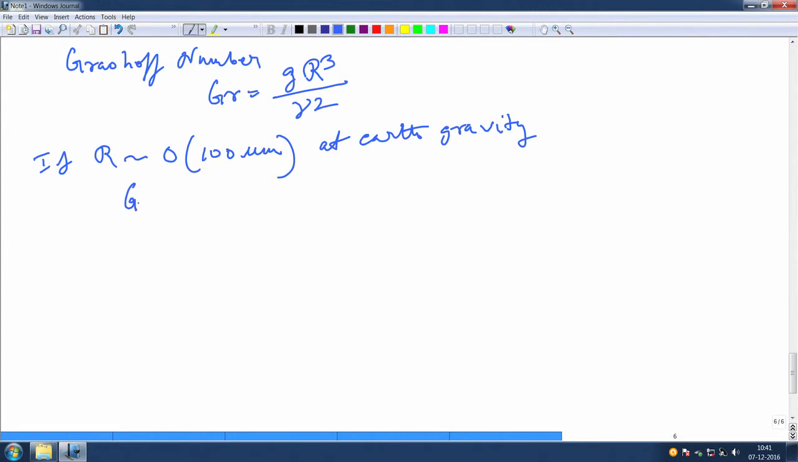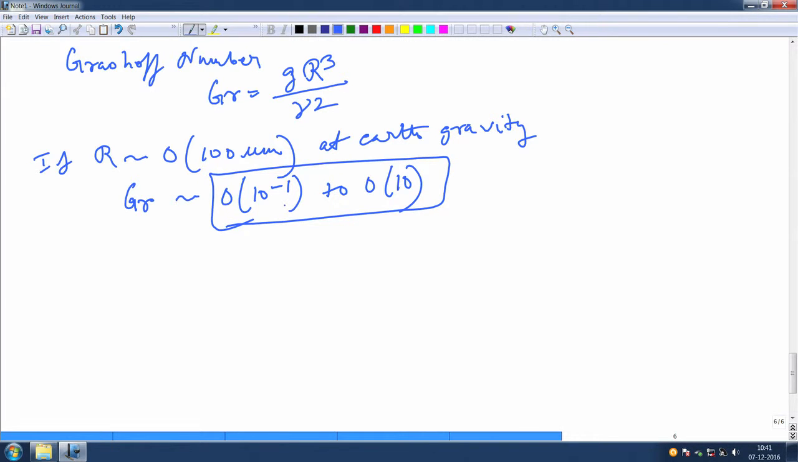The Grashof number varies from 10 to the power of minus 1 to 10 to the 10. That is the extent of variation of Grashof number, right. So, this is usually negligible, right. So, for a 100 micron droplet we can see the Grashof number is like 0.1 or 1 to about 10, right. So, 1 to about 10 is usually negligible for most of the cases, not very significant.